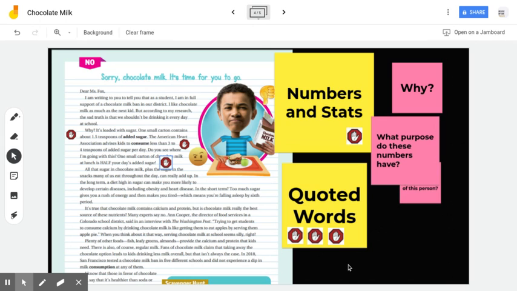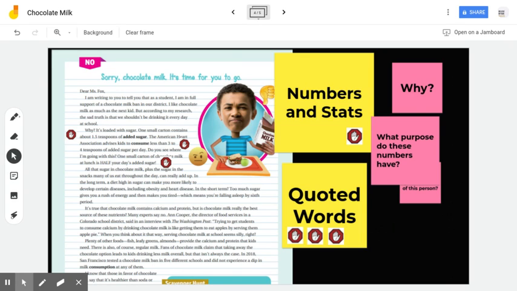All that sugar in chocolate milk plus the sugar in snacks all of us eat throughout the day can really add up. In the long term, a diet high in sugar can make you more likely to develop certain diseases, including obesity and heart disease. In the short term, too much sugar gives you a rush of energy that makes you tired, which means you're falling asleep by 6th period. It's true that chocolate milk contains calcium, protein, but is chocolate milk really the best source of those nutrients?